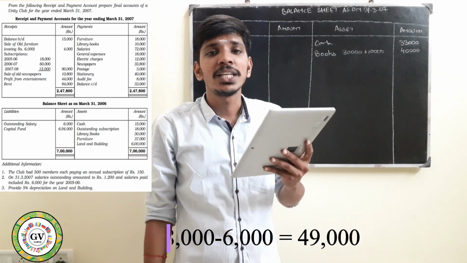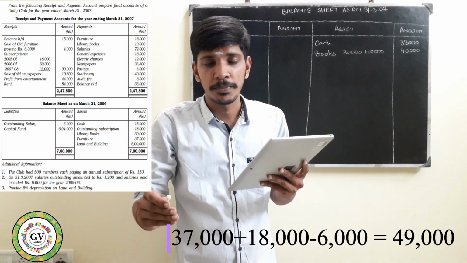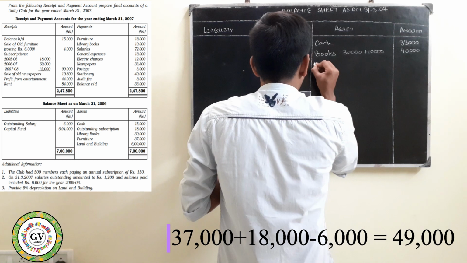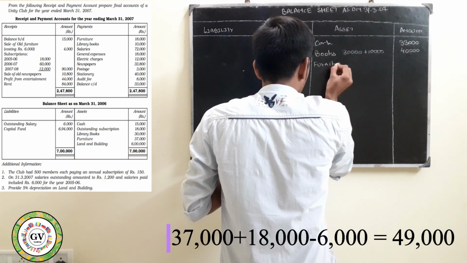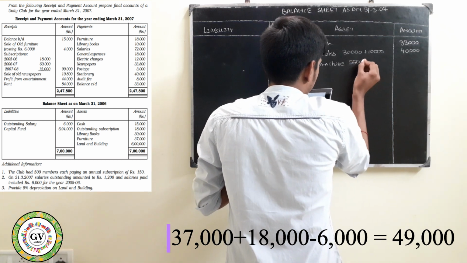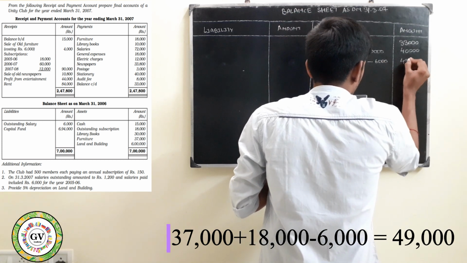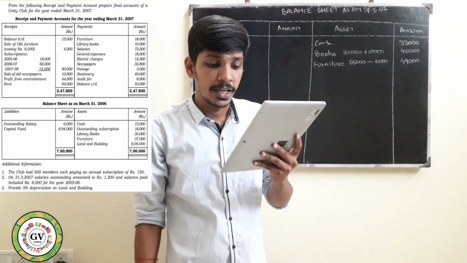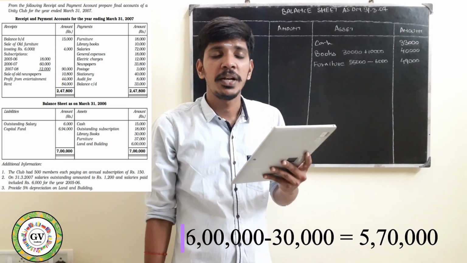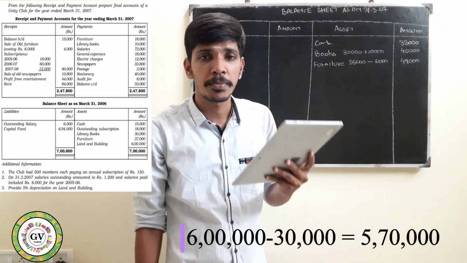And the next point is furniture. In furniture, we have both purchase as well as sales. So the purchase value needs to be added and the sales value needs to be subtracted. And the next point is the land and building. In the opening balance sheet, the value of land and building is 6 lakhs, and in the current year we have charged depreciation of 30,000, which needs to be subtracted.